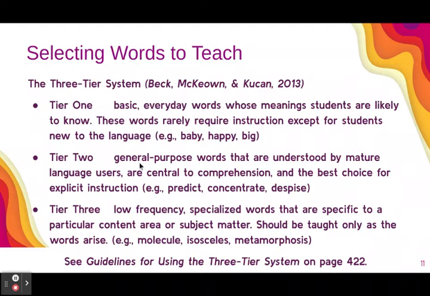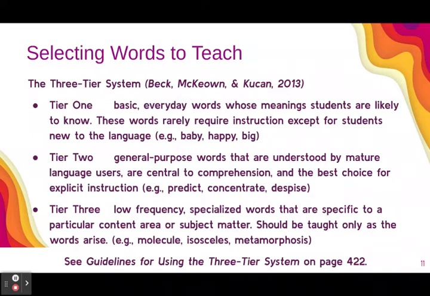Tier 2 words have a general purpose. They might be used by a more mature language user, but they are central to comprehension and the best choice for explicit instruction. Tier 2 words are words that they may not understand, such as predict, concentrate, despise. They may not know those words, or they may have heard them but don't fully know them, but they are very critical to the comprehension of the text. If a child doesn't know these words, they're going to miss some part of the text that they're reading. So tier 2 words are great words for explicit instruction.